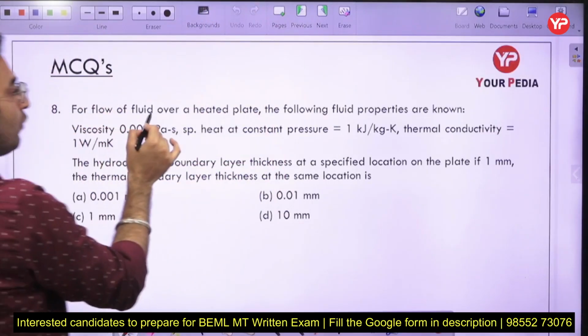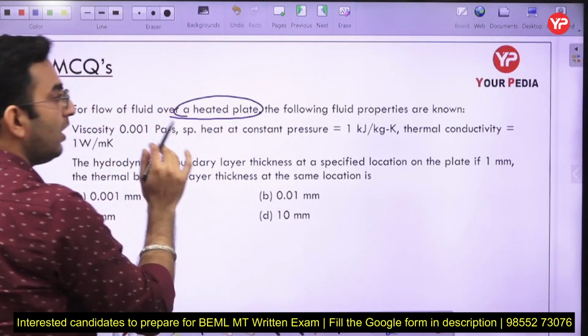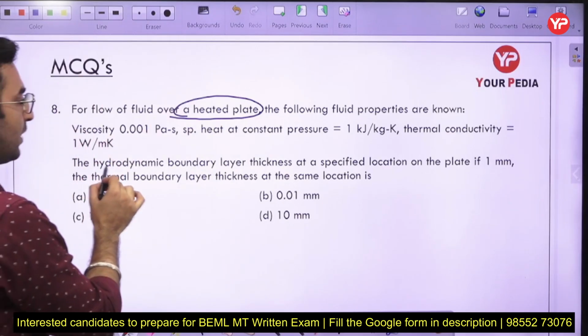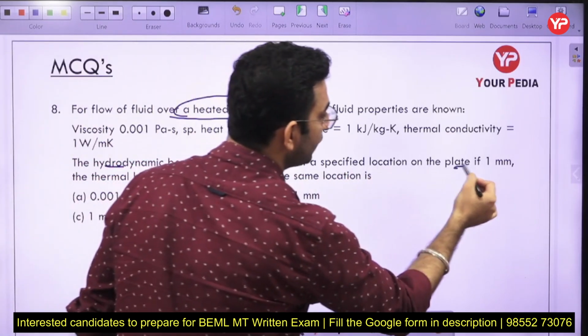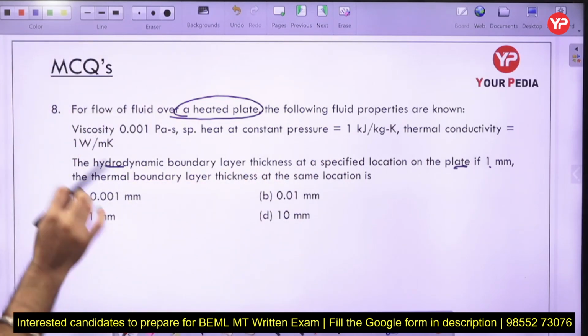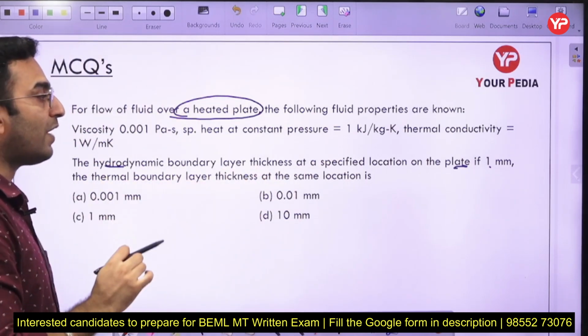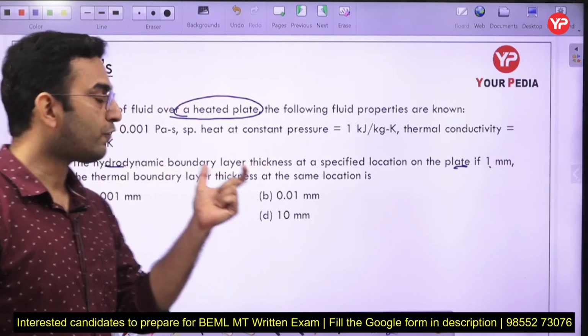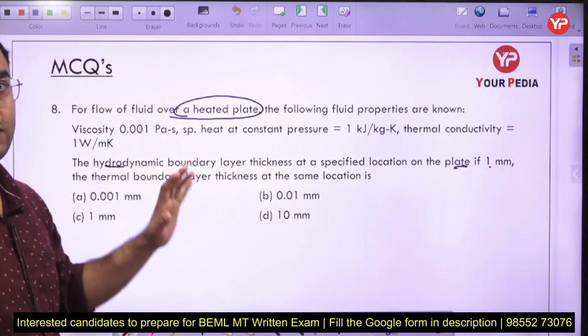for fluid flow over a heated plate, the following properties are given to us. Okay, the hydrodynamic boundary layer thickness at a specified location of the plate is 1 millimeter, and the thermal boundary layer thickness at the same location is what? Okay, so here what we have to find out: we have been provided with the value of the hydrodynamic boundary layer thickness and we have to find out the thermal boundary layer thickness here.